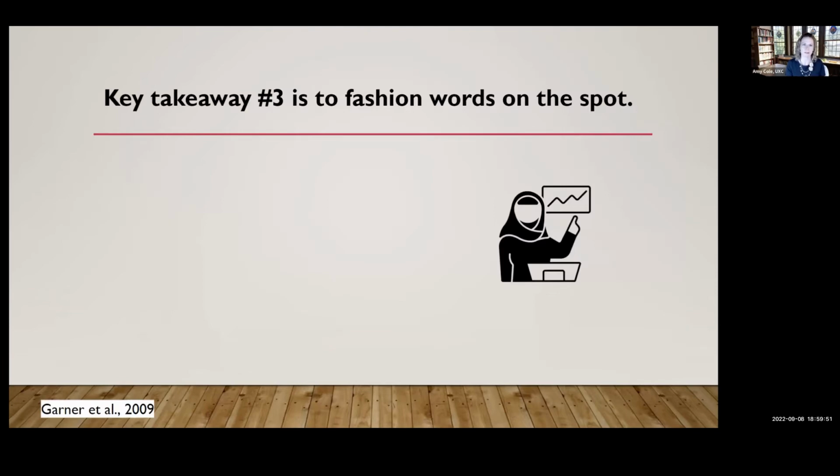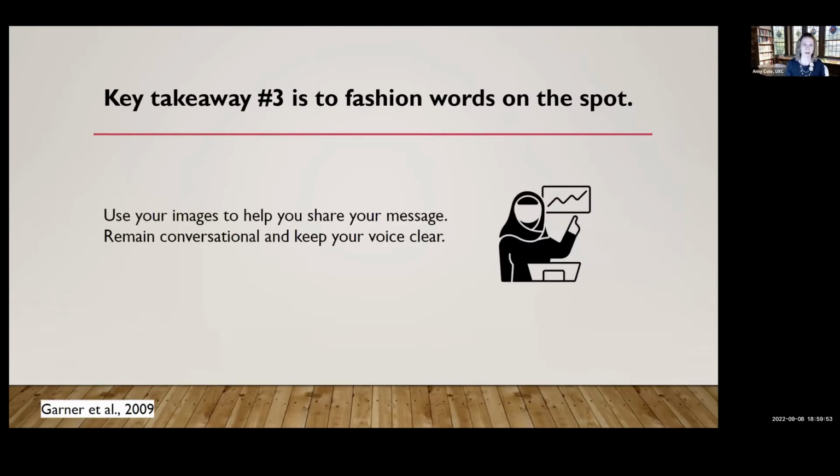Again, takeaway number 3, fashion your words on the spot. The Assertion-evidence website does say to not read directly from notes, although I did attend a presentation and a guy did a pretty good job reading from his notes. So it kind of depends on the presenter. Remain conversational and use your images to help you remember that message that you're trying to weave through the presentation.